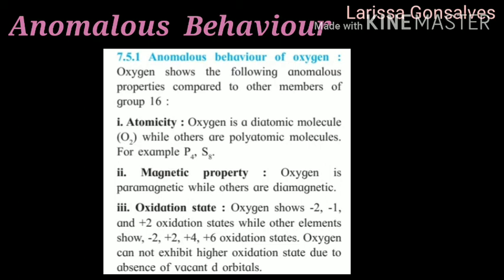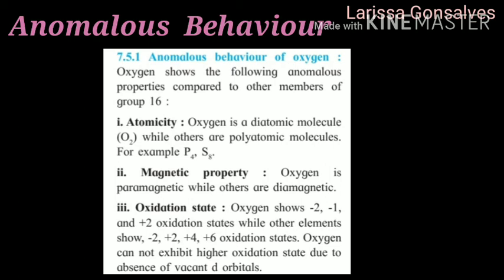Polyatomic molecules means a combination of more than two atoms together. If you look at phosphorus, it is P4 and sulfur is S8, whereas oxygen is diatomic. Di stands for 2. So an oxygen molecule is a combination of two atoms of oxygen.